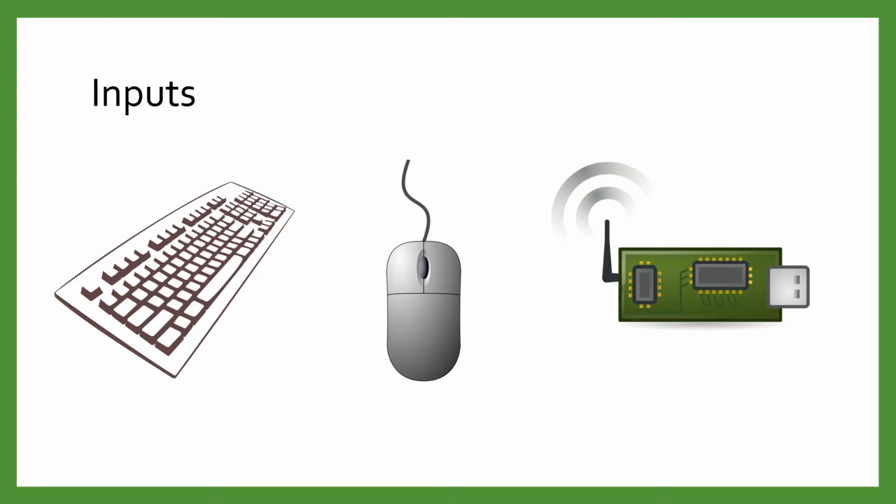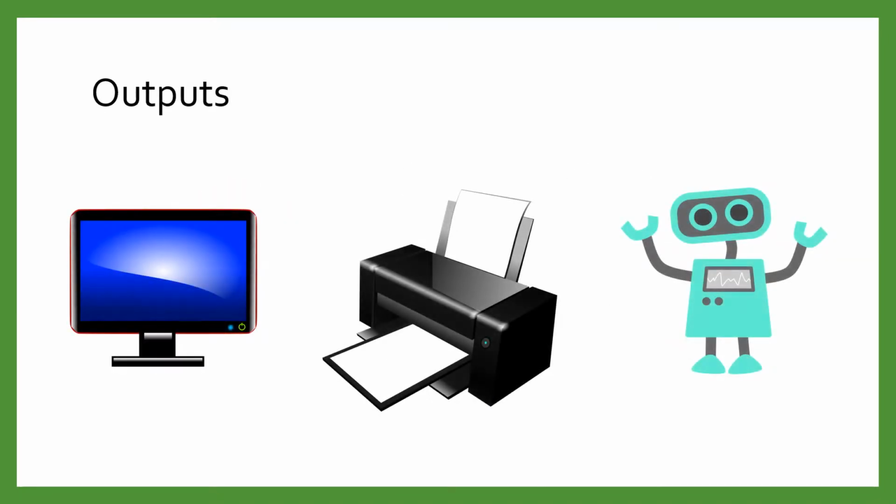Examples of input are data typed by a keyboard, movements made by your mouse, data from the internet, and data from sensors. Examples of output are pixels on your screen, paper out of your printer, or the movement of a robotic arm.